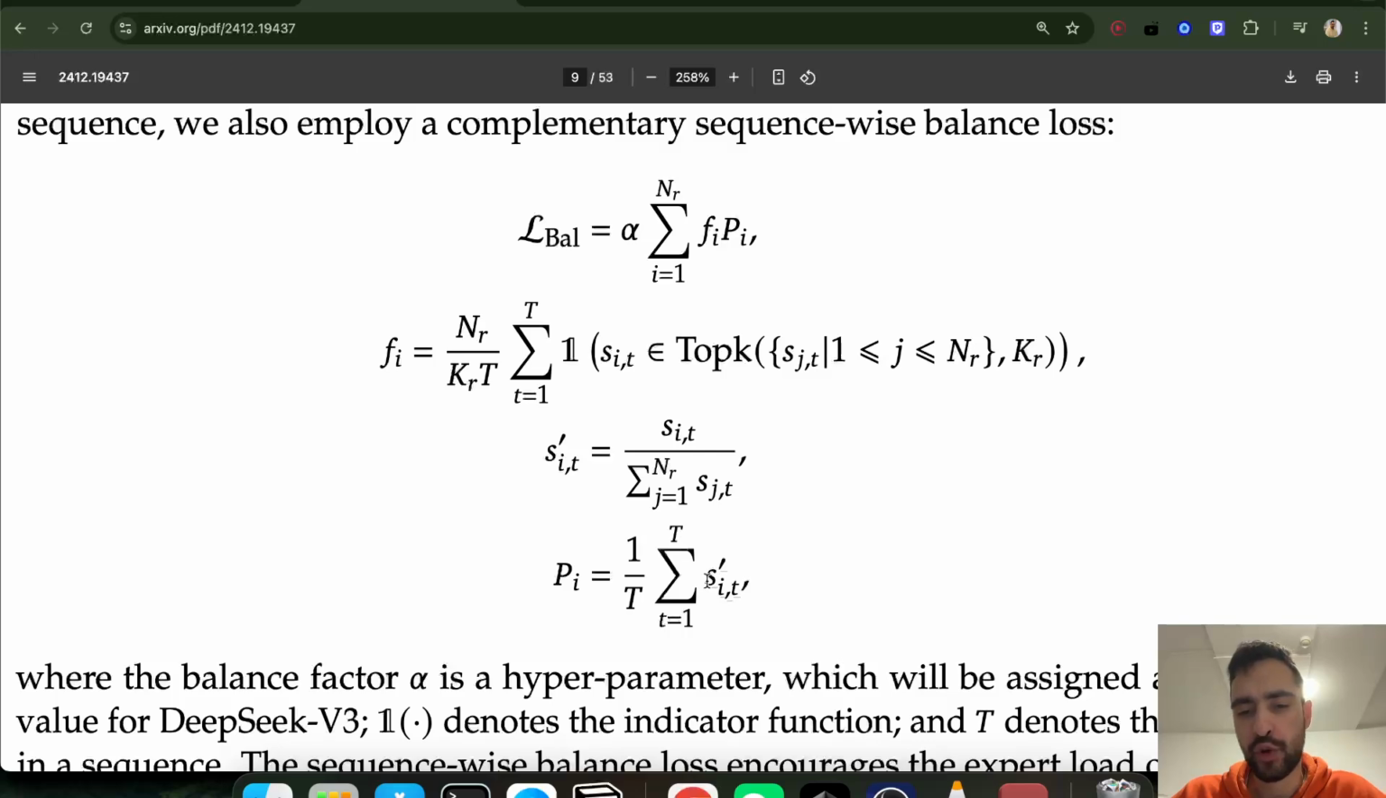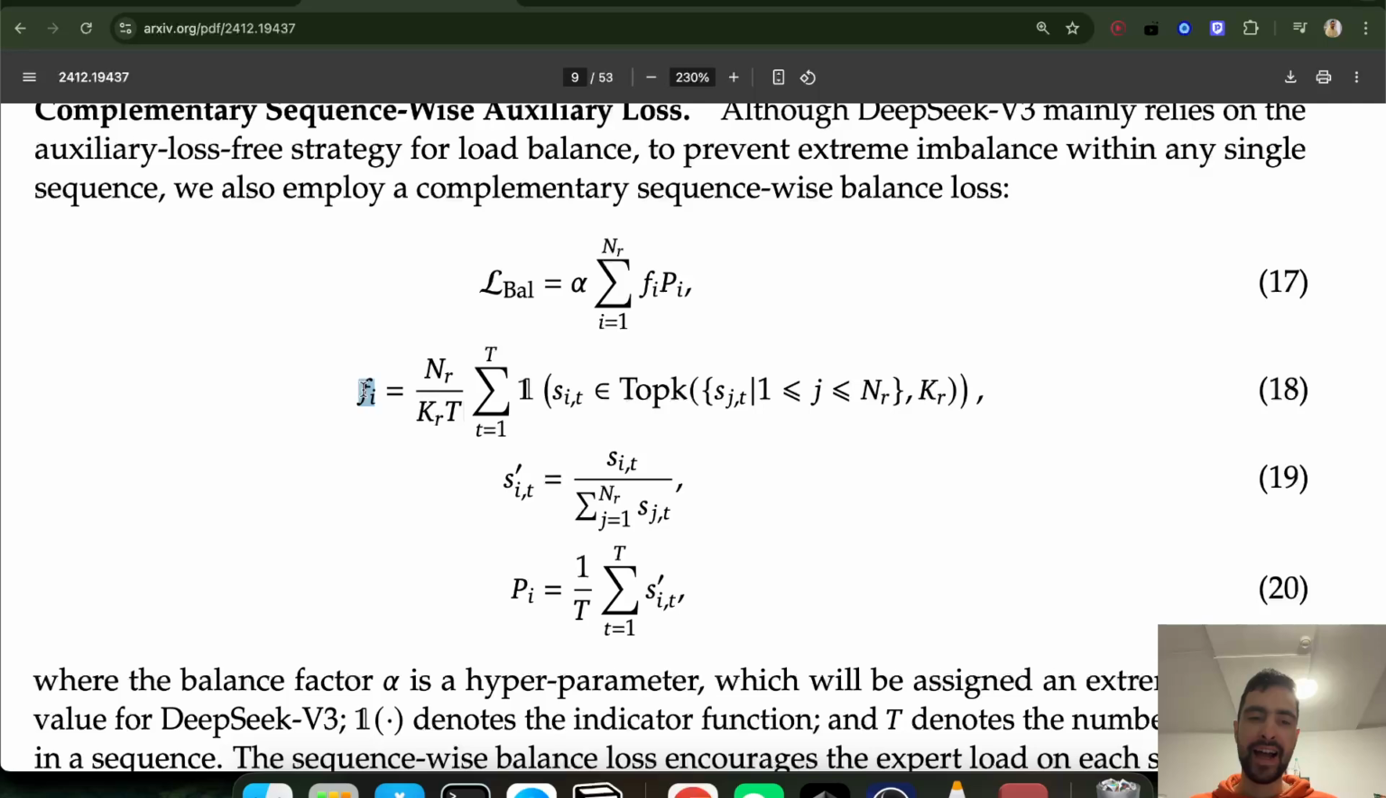Then we take that normalized affinity between this token and expert, and we sum it up over each token. So we calculate this affinity between this expert and this token for each token, and we divide by the number of tokens. So what we get is the average affinity this expert, expert i, has. That's going to be P_i, the average affinity.